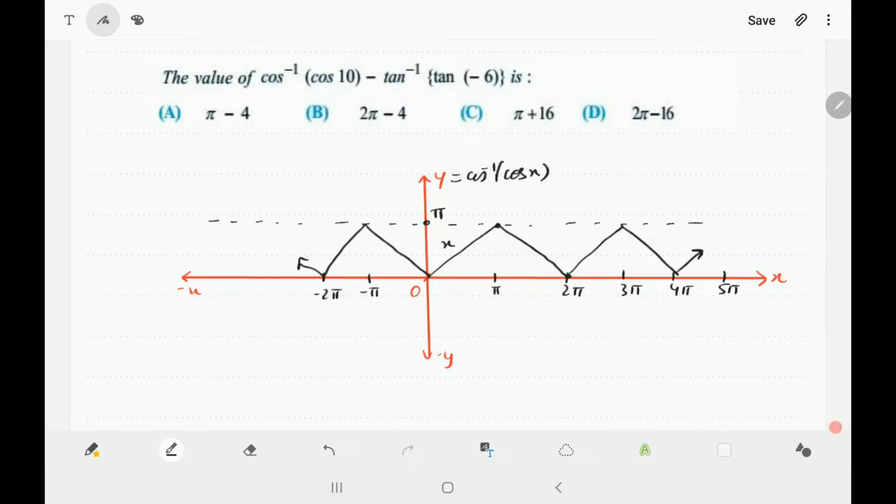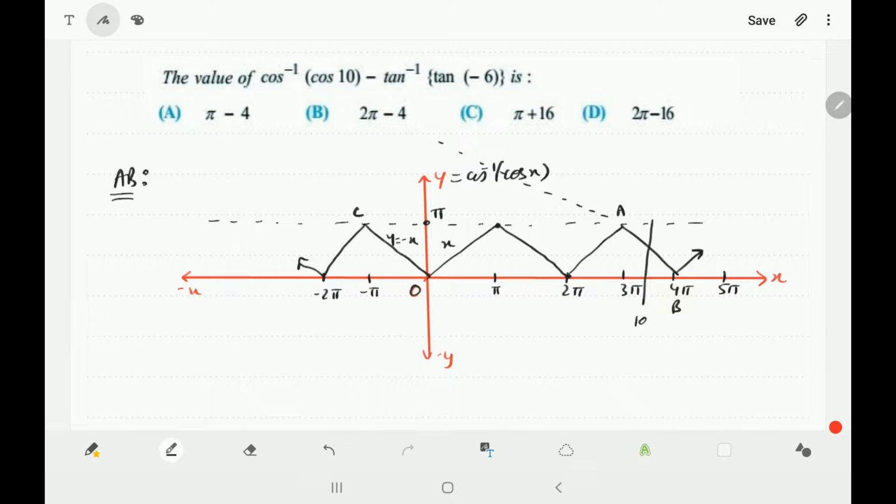Now we have to find the value at 10. 10 will come on this line, because 10 is greater than 3 pi. So the output of this line, or cos inverse cos 10, will be given by the equation of AB. This line is parallel to the line y equals minus x, and it is above, because once you extend it, it will go above the line OC.